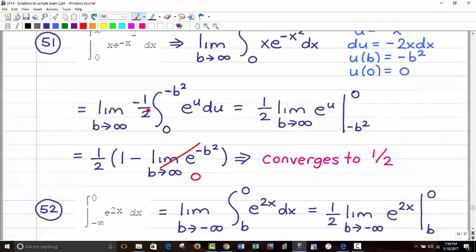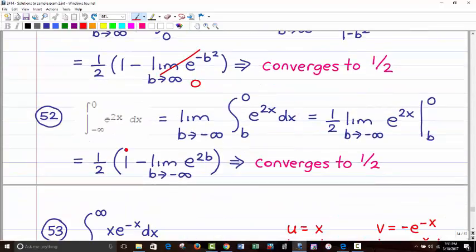So you put in 0 here, e to the 0 is going to be 1. Now the million-dollar question is, what happens to this limit? Since it's e to the negative b squared, that's very important because that's the same as 1 over e to the b squared. When you put infinity in there, it's going to be 1 over infinity. That term goes to 0, so therefore the entire integral would converge to 1/2, because you'd have 1/2 times 1 minus 0.